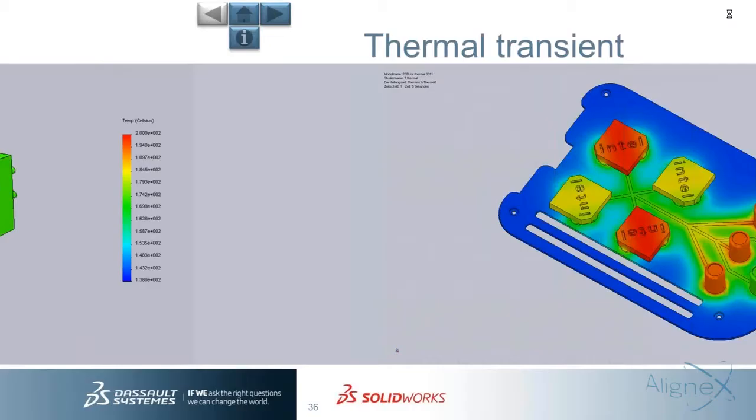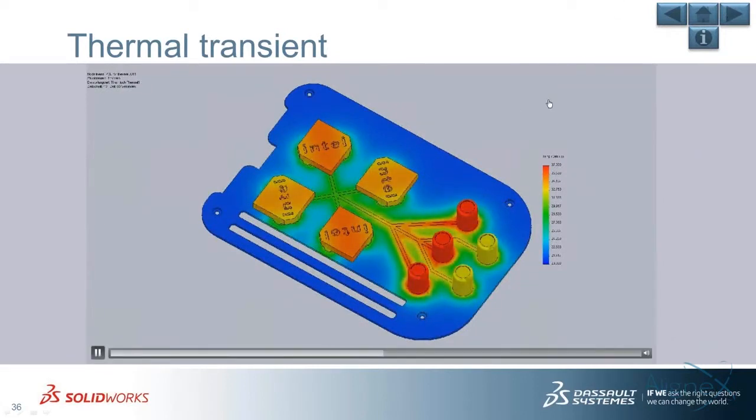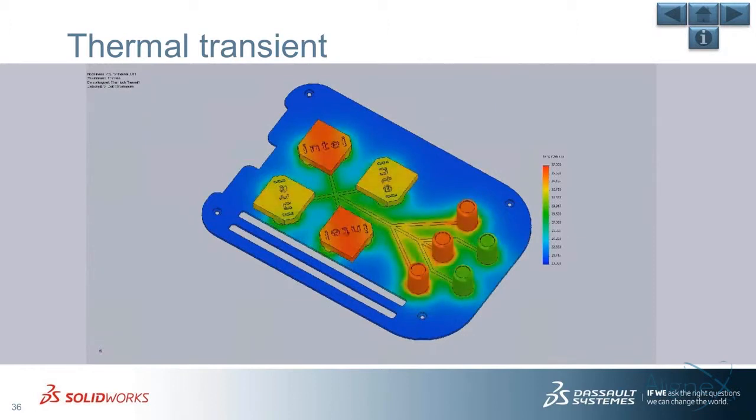We can also set up a thermal transient study where if we have different components turning on at different times, we can set up a time curve that says, okay, turn this chip on for so long and then let it cool and then turn this chip on. So we can set up these different time curves, which allows us to see the temperature distribution as a function of time. So here you can see the temperature distribution is changing as our load cases change.